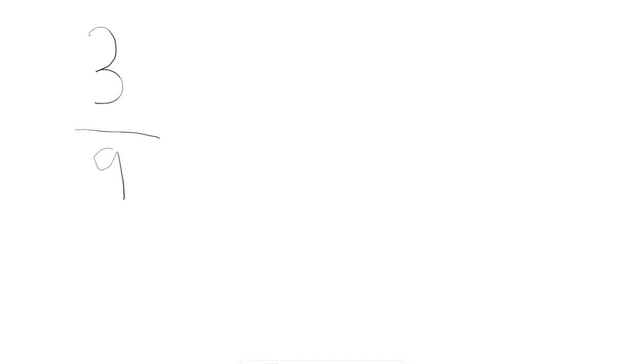Okay. So if you have 3 divided by 9, sorry, and this is going to be divided by, let's say, 4 over 6. Now, there are two ways that we can do this. One, we can cross multiply.